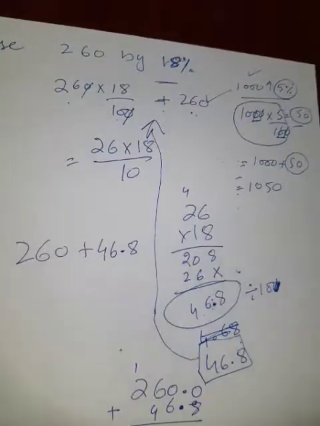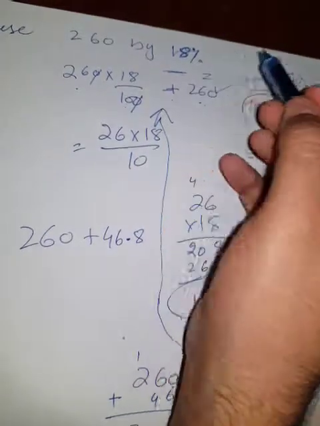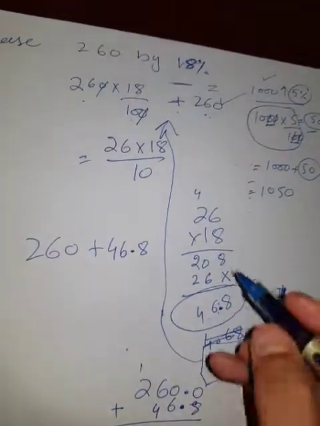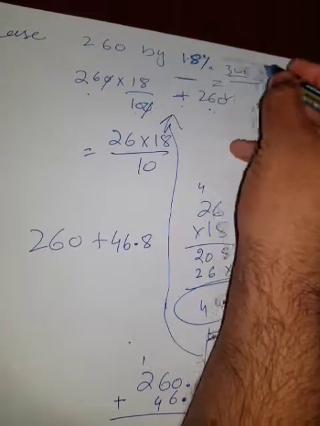So my answer, our value 260 when increased by 18%, my new answer is 306.8. So just go through with it.